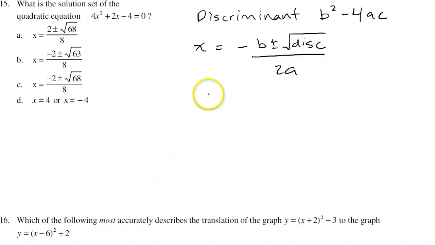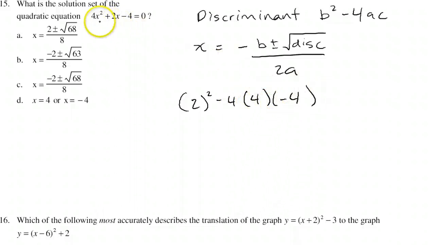So what I get here is going to be x is equal to negative... let's find that discriminant first. The first thing I'm going to get is b squared minus 4ac. So that's going to be 2 squared minus 4 times a, which is 4, times c, which is negative 4. Right? Where am I getting these numbers is just from here. A is that, b, and c.